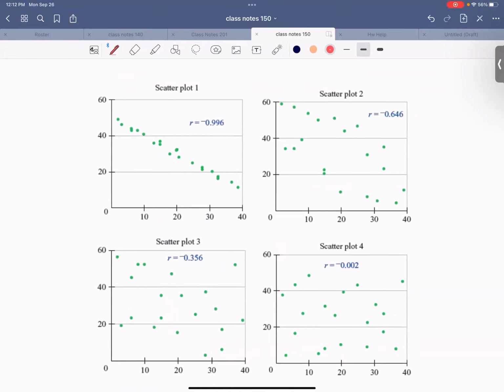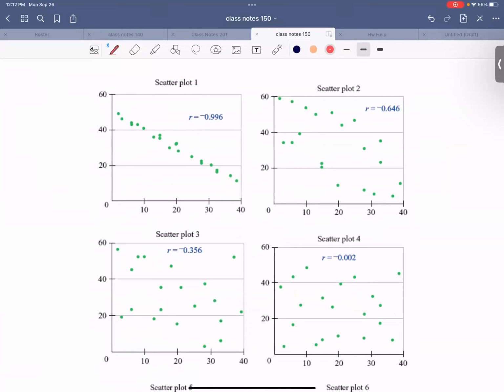Let's take a look at some of these scatter plots here. Okay, so for example, scatter plot 1. r here is -0.996. That's really, really close to -1. Now, if you look at this graph, it almost looks like the points are really close to a line going straight down, right? Okay. Now, if we switch our gaze to scatter plot 2, the correlation coefficient is still negative. It's -0.6.